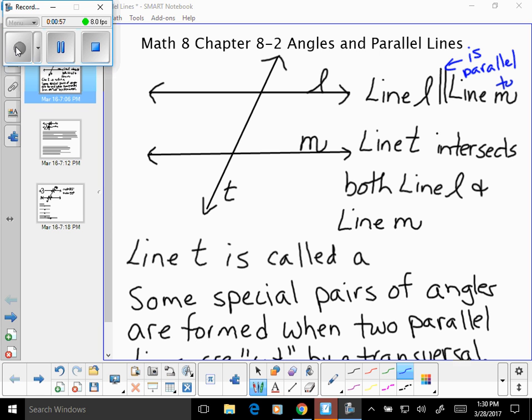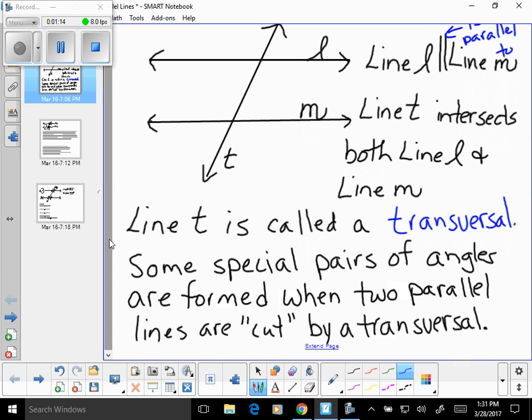Now, they tell us that line T intersects both line L and line M. In this situation, line T is called a transversal. Trans meaning across. We often say that a transversal cuts across the parallel lines. So we also will find that some special pairs of angles are formed when 2 parallel lines are cut by a transversal.